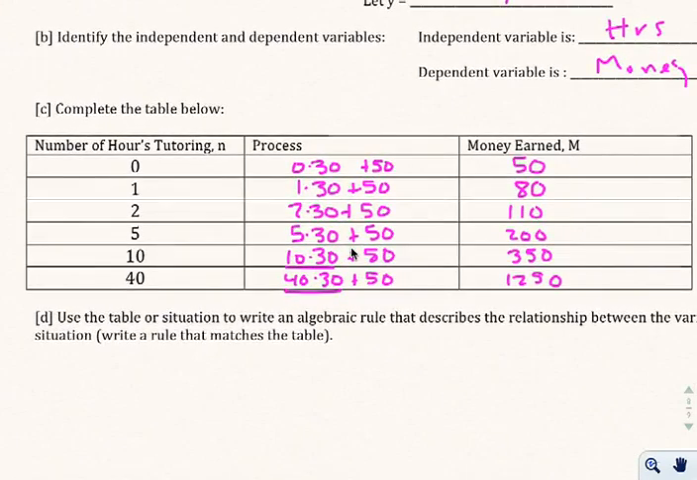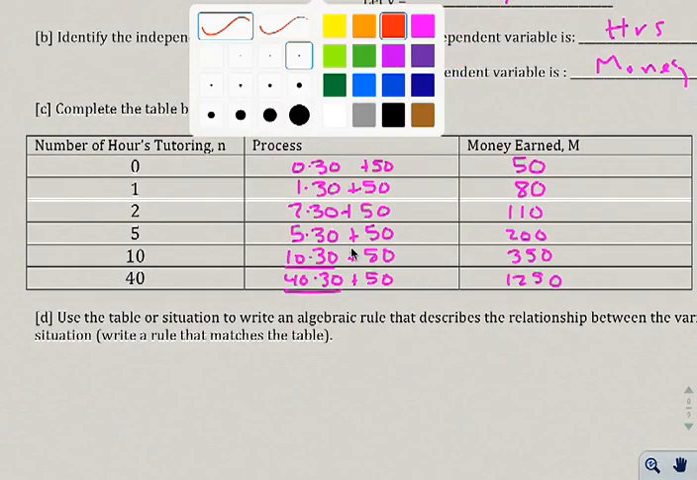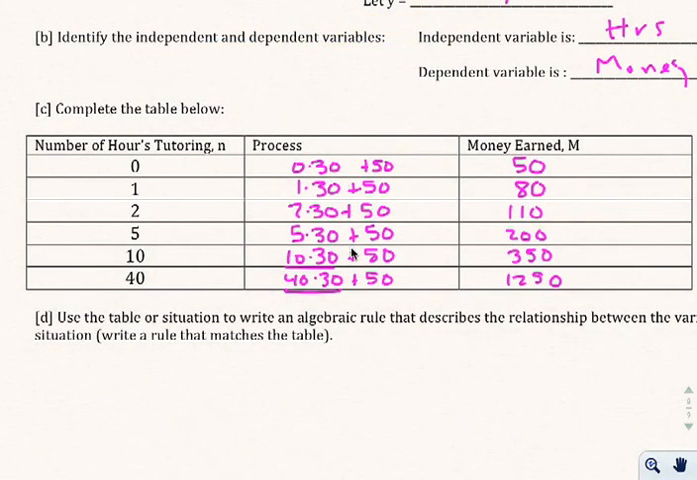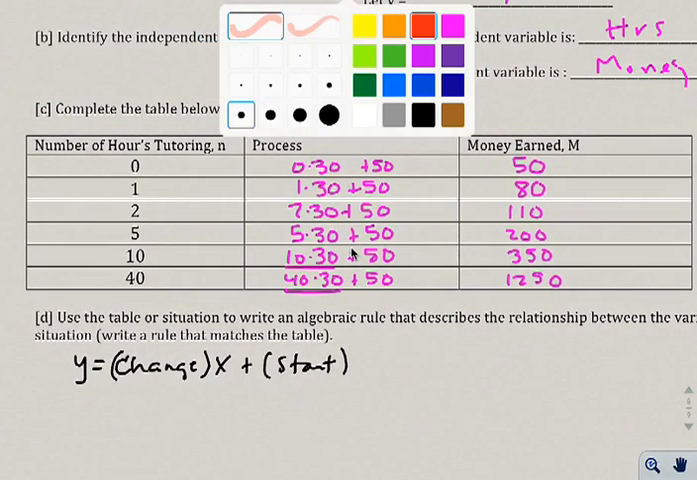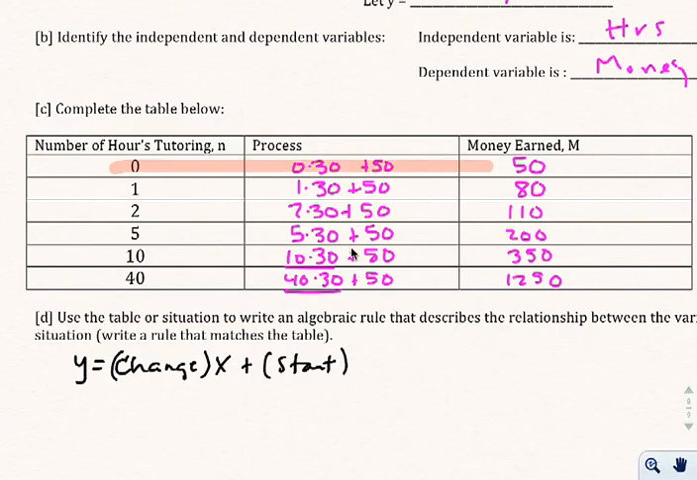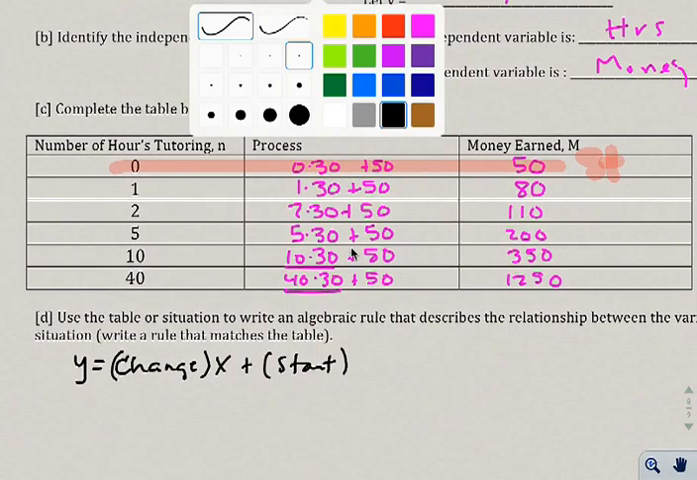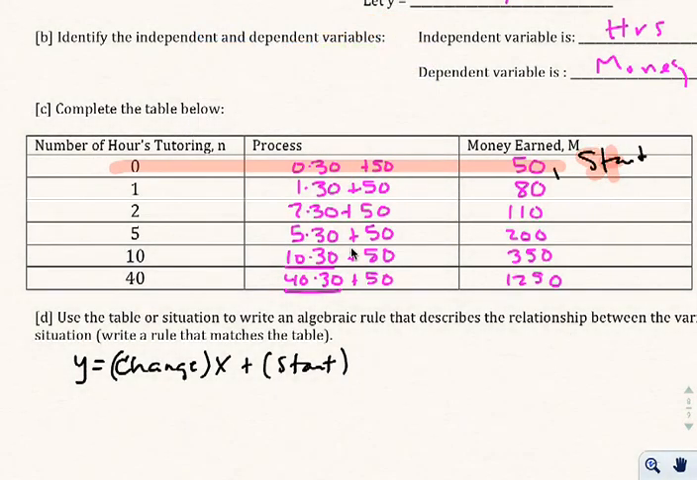Okay? So when you talk about an algebraic rule, again, this hopefully is starting to become very repetitive. We're going to have to know that our rule is going to be y equals change times x plus the start value. Well, those two things are really prevalent both in the situation and also in the table. Here we have our start value. And then, of course, we're going to have our change, which is plus 30. So that means our equation is going to be y equals 30x plus 50.